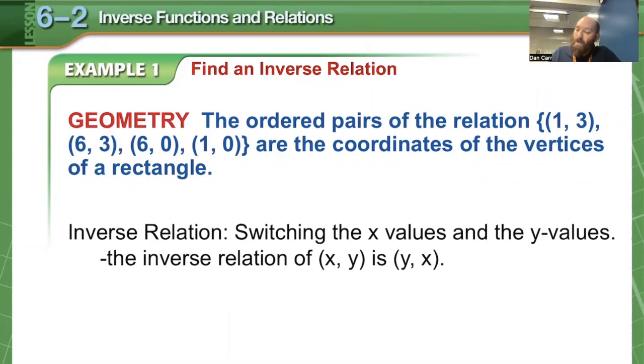Let's say I give you these ordered pairs: (1, 3), (6, 3), (6, 0), (1, 0). To find the inverse relation, we are simply going to be switching the x values and the y values, which means every (x, y) coordinate is now going to be (y, x).